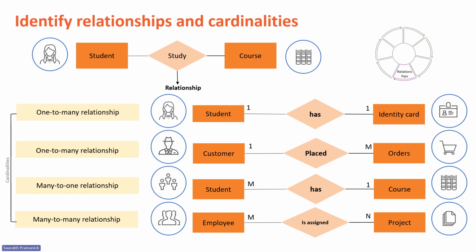Within the cardinalities, we can have different types: one-to-one, one-to-many, many-to-one, and many-to-many relationships. For example, student with an identity card will be one-to-one. One student can have one identity card, and one ID card is associated with one student. Similarly, you have customer to orders. The relationship is shown in the form of a diamond box, which connects these entities, and the cardinality shows the kind of relationship.